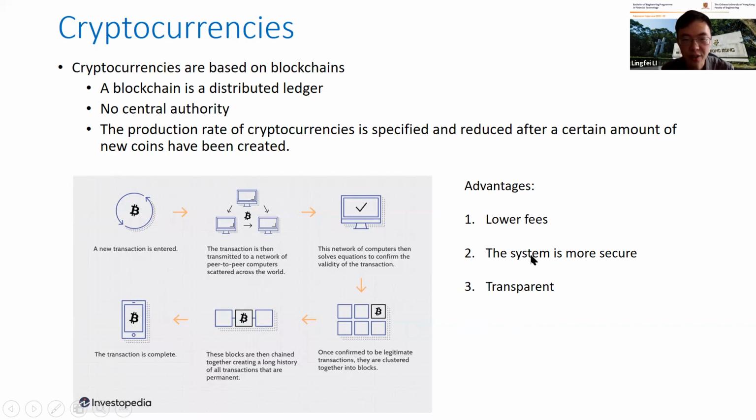And the third advantage is that a distributed system is transparent. In a classical system, the information is only accessed by the central authority. It's not disclosed to the others. But in a blockchain, we have a lot of people on this network. They can go and verify this transaction, so they have access to this transaction. So the information is really transparent.